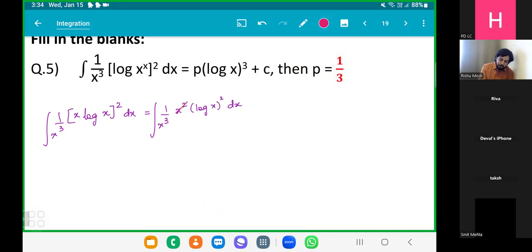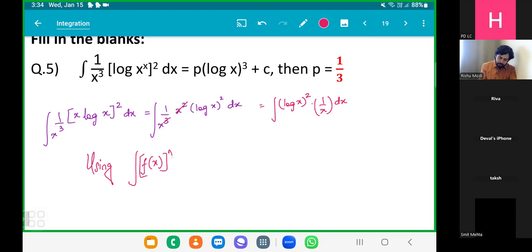Log x square will remain along with only 1x. So I write this as log x square into 1 upon x dx. And if you remember the property of integration, I'm using that property: f of x raised to n into f dash x is equal to function raised to n plus 1 upon n plus 1 plus c.